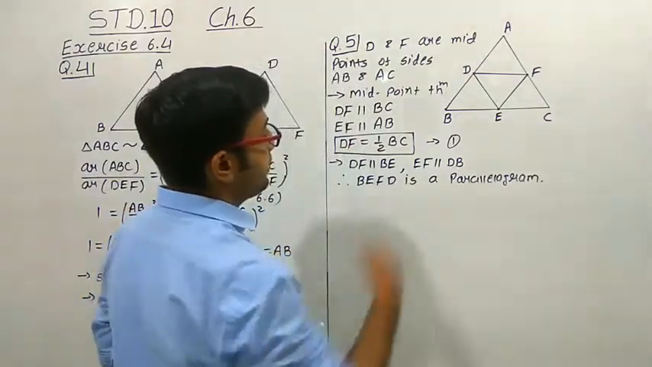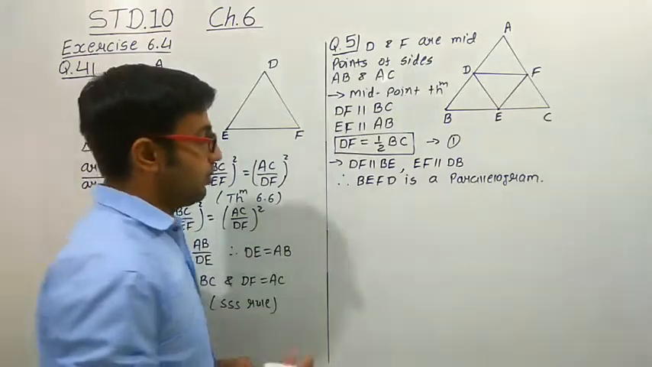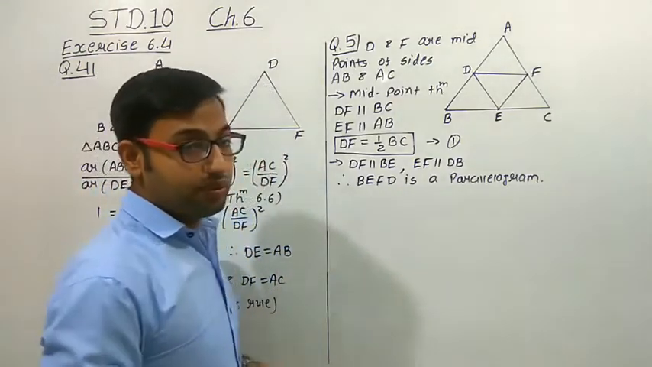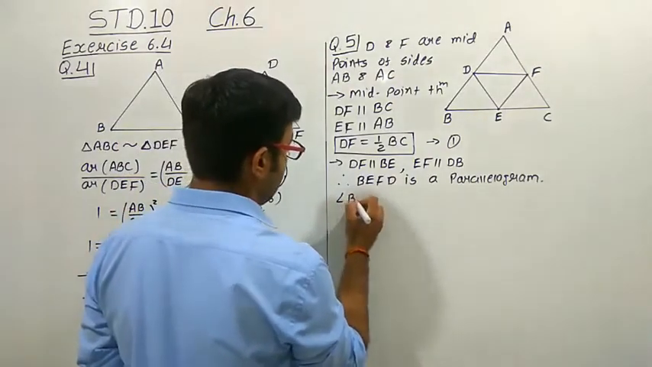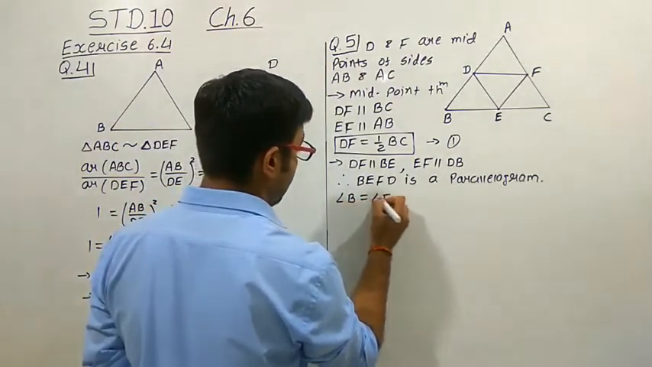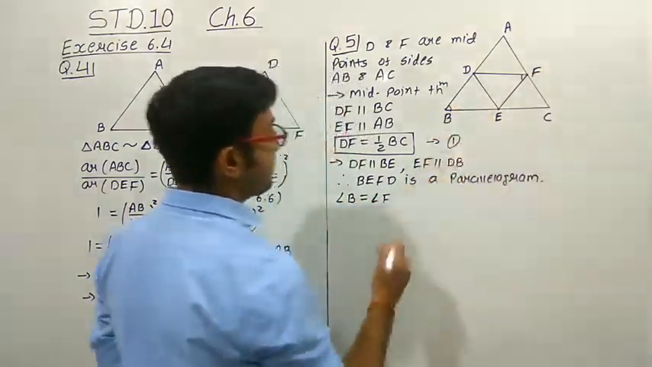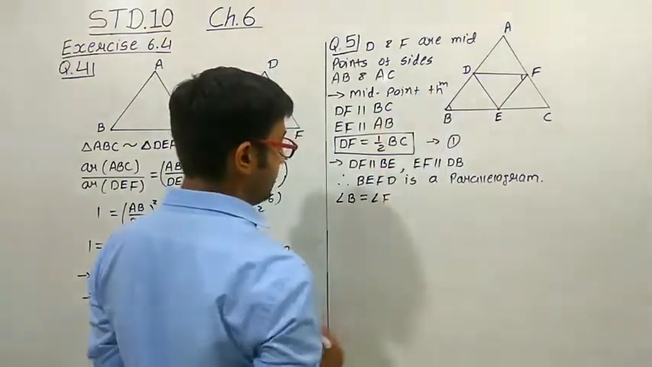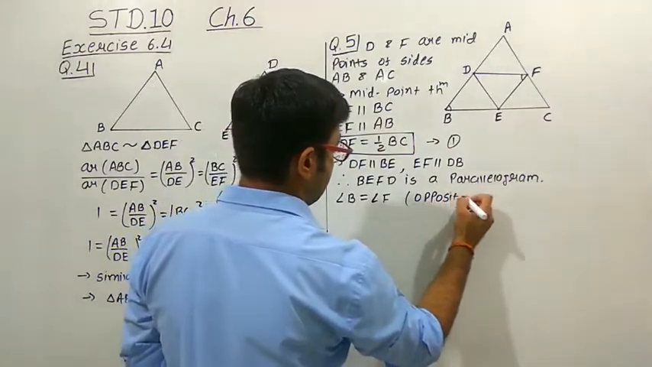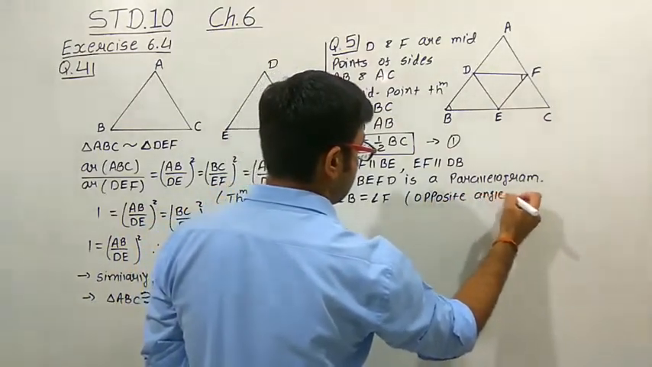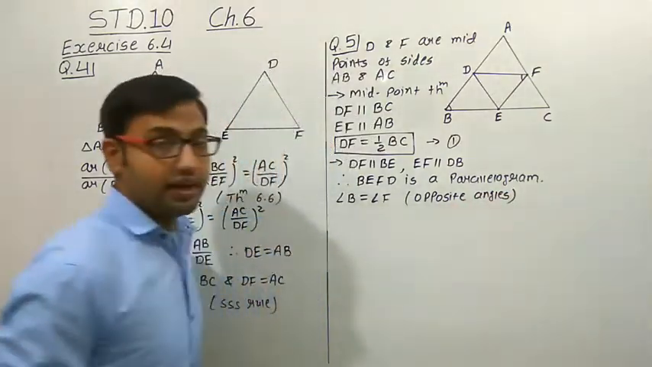Now BEFD is a parallelogram. According to the property of parallelogram, opposite angles of the parallelogram are equal. So here we can write down that angle B will become equal to angle F, right? This angle and this angle will become equal, because opposite angles of a parallelogram are equal.